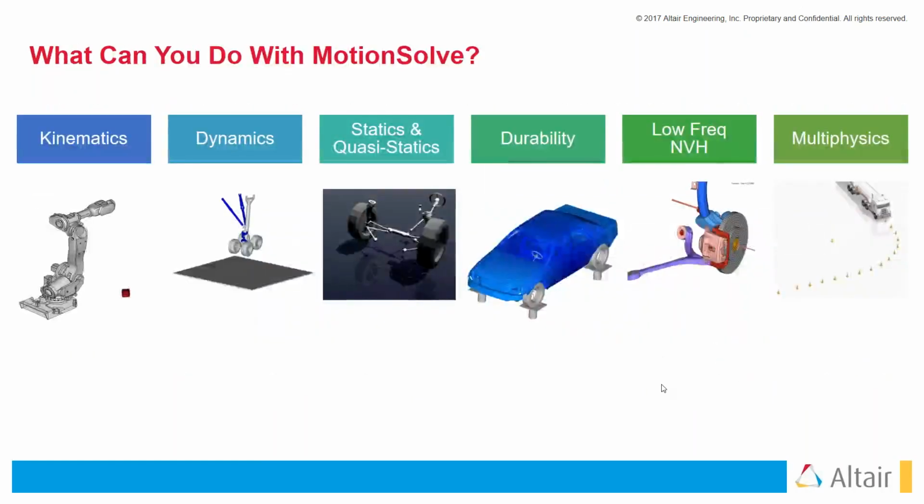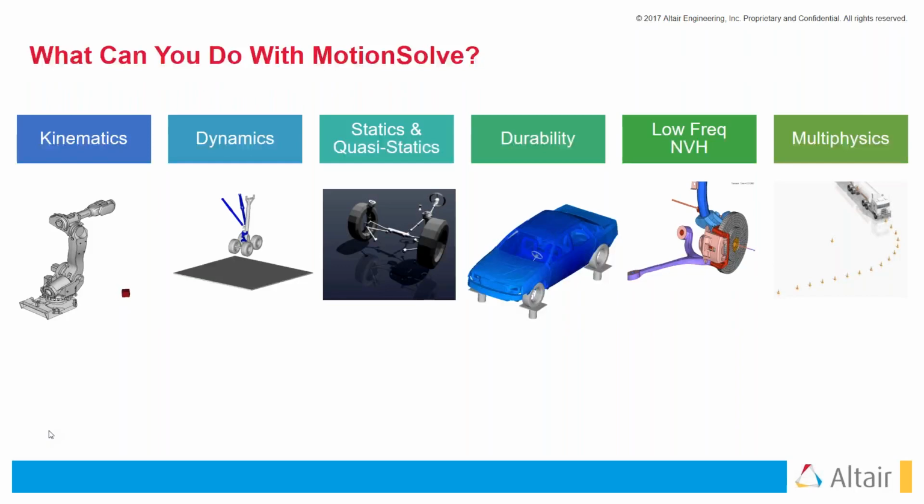So what can you do with MotionSolve? These are the types of analysis, or types of verticals. We can do kinematics and we can do dynamics. Kinematics is basically the study of motions, which can be forward kinematics or inverse kinematics, where the effect of motion is of interest. When we say dynamics analysis, we mean the effect of mass, inertia and forces, which make a major contribution and which we would like to analyze. We study that in dynamics.